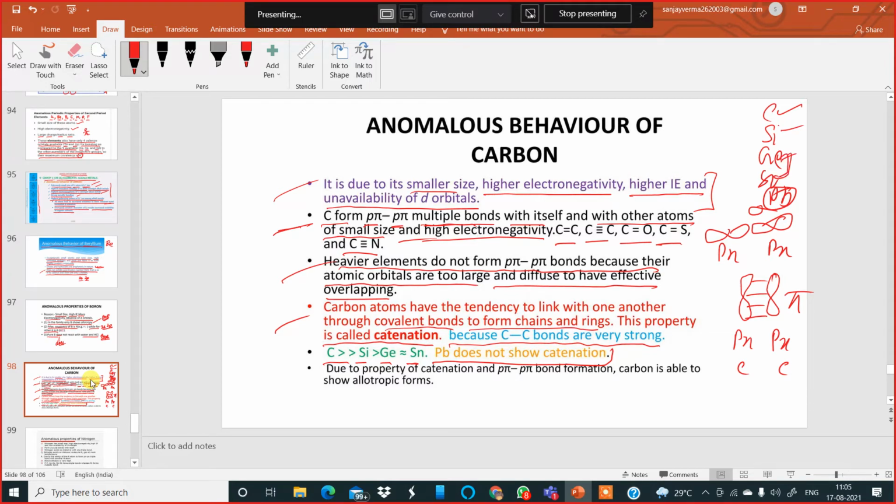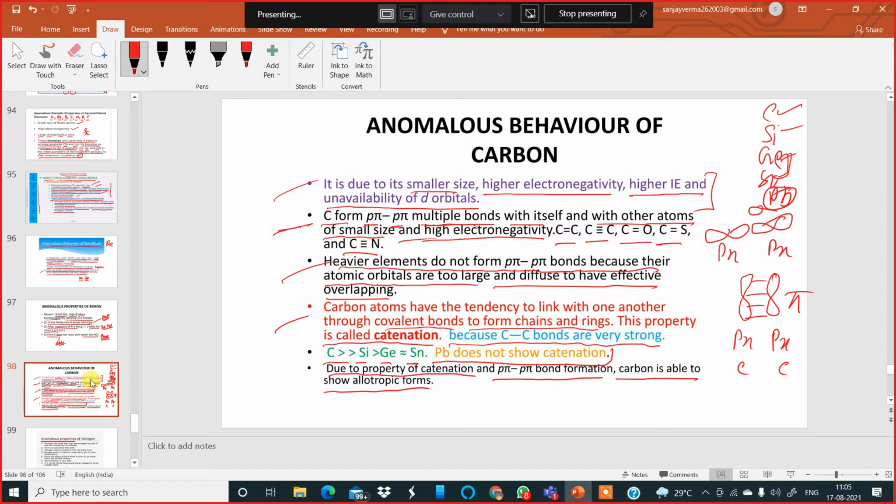They show a little bit of catenation property, but lead it is zero. Now, due to the property of catenation and p-pi bond formation, carbon is able to show allotropic forms also. Allotropes of carbon: bone, charcoal, all those things are there. Diamond, graphite, all these are forms of carbon. Different structural forms they have in the physical existence. That's called allotropic form. So these are the reasons for the anomalous behavior of carbon.